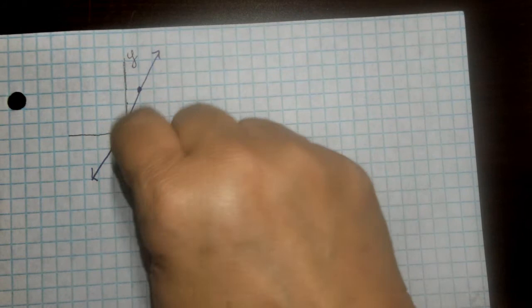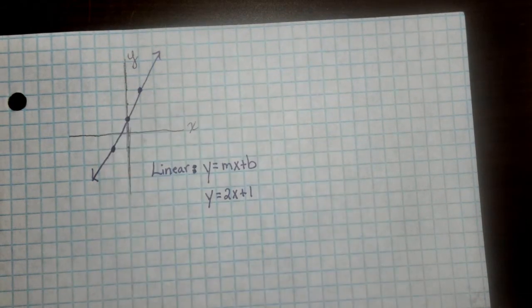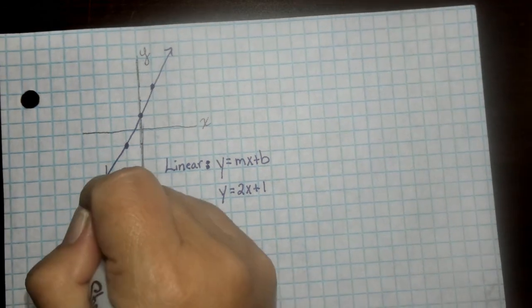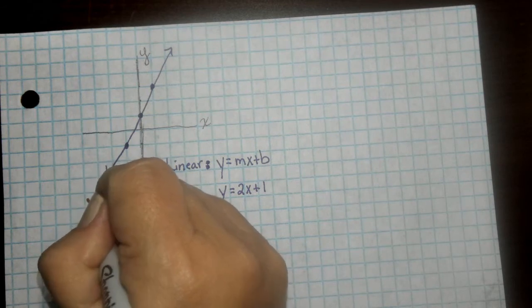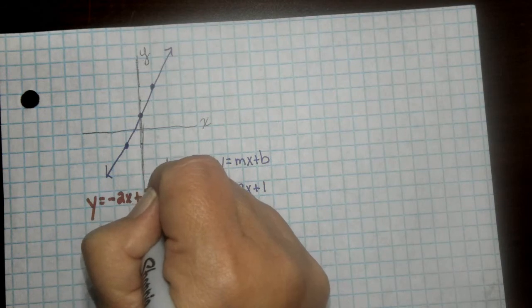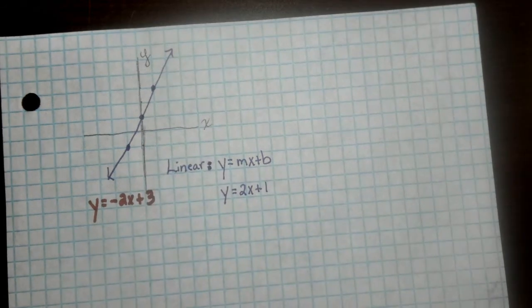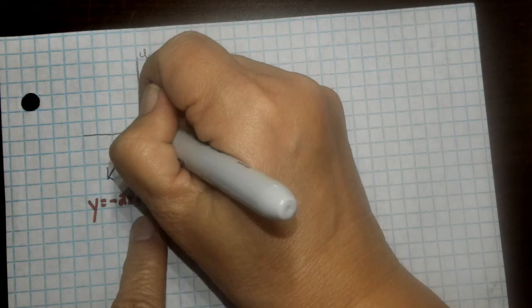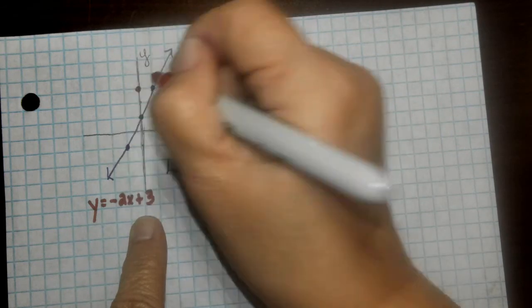Now, on this same graph paper, I want to do another linear function. So I'm going to get a different color. I'm going to use red this time. And I want to graph y equals negative 2x plus 3. So the first thing I want to do is go to 0, 3. That is my y-intercept.